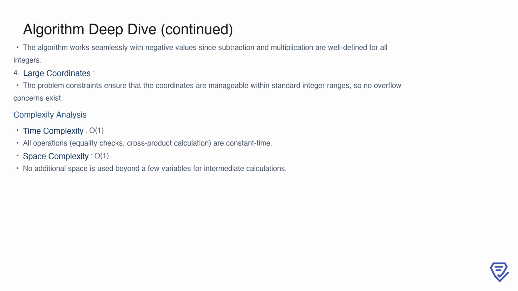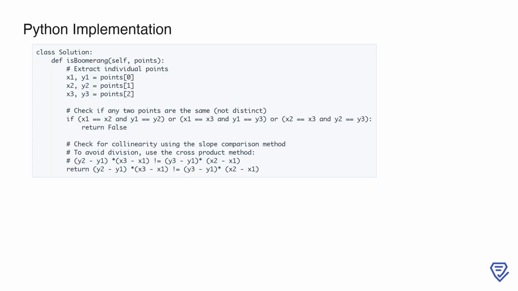Everything about this approach is designed to be simple, precise, and efficient, making it a robust solution for determining whether 3 points form a valid boomerang. This Python implementation determines whether 3 points in a 2D plane form a valid boomerang. A boomerang is valid if the 3 points are distinct and non-collinear.